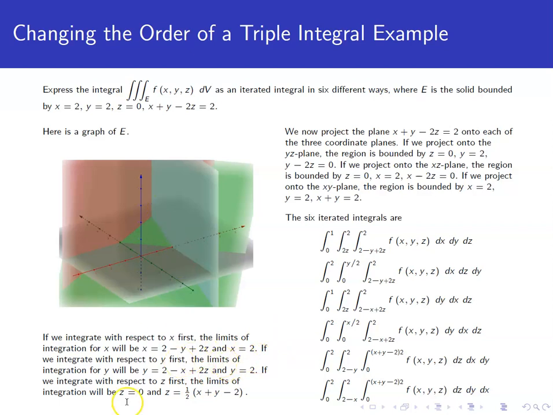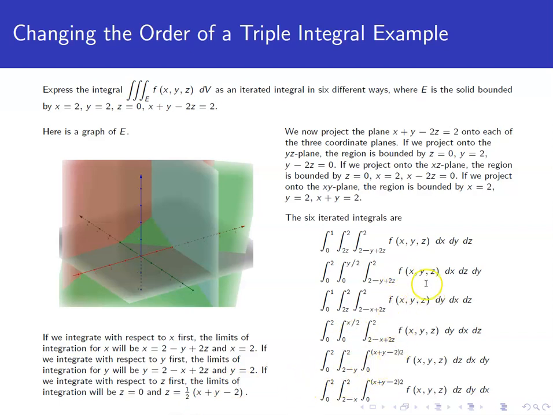Likewise, if we want to integrate with respect to y first, we would still have the same plane being our lower limit of integration, because we would be going from the green plane to the pink plane. We would just need to solve for y in that case and get 2 minus x plus 2z, and then the upper limit would be 2. Finally, if we wanted to integrate with respect to z first, your lower limit would be 0, because that's the xy plane, and then it goes up to the green plane. Solving for z, you would get 1/2 of x plus y minus 2.